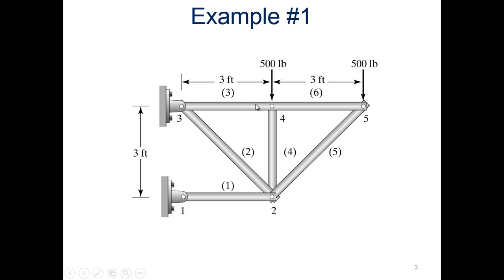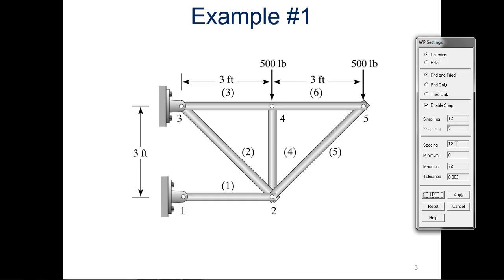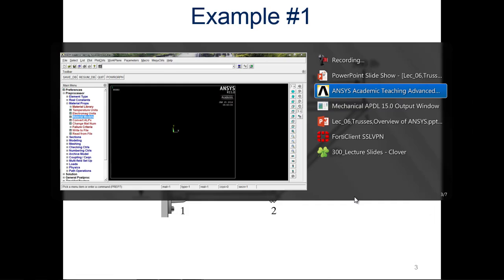All right, so we want to be able to have points where we can click right here on each one of these for these node locations. So that's the 72. And then we don't worry about tolerance. Go ahead and click OK. So let's get back to our ANSYS window.